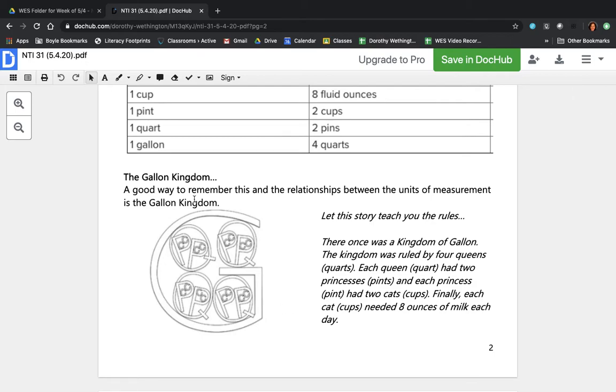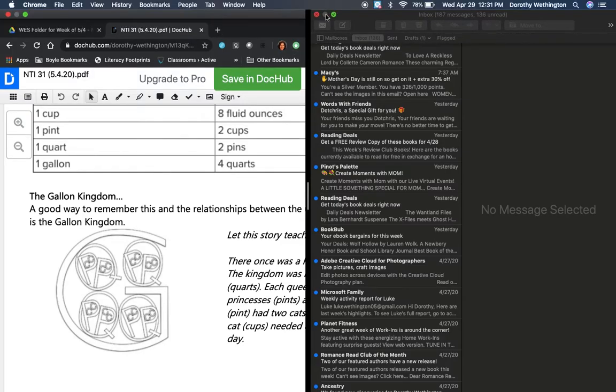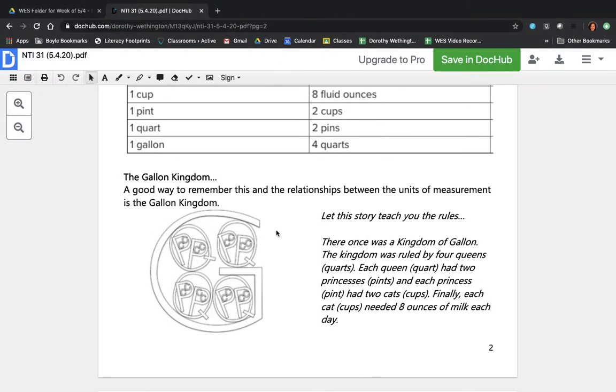The gallon kingdom. A good way to remember the relationships between the units of measurement is the gallon kingdom. Let this story teach you the rules. There was once a kingdom of Gallon. The kingdom was ruled by 4 queens, or quarts. Each queen, or quart, had 2 princesses, or pints, and each princess, pint, had 2 cats, cups. Finally, each cat, or cup, needed 8 ounces of milk each day.